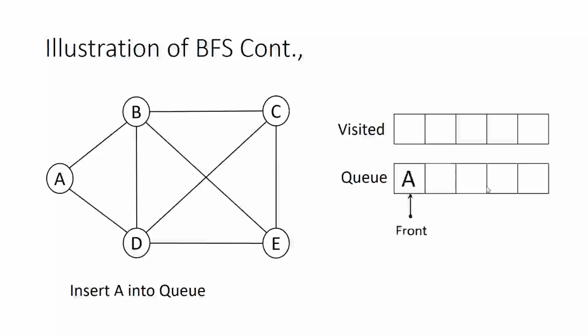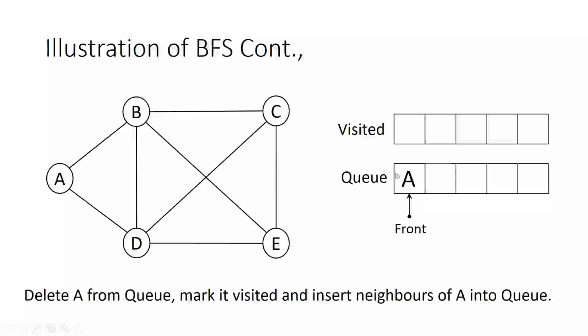So insert A into the queue. Initially we start with the queue, and everything will go from the queue to the visited array. In the queue we have a front pointer and a rear pointer, we all know about that. Front will be pointing to A. Then whatever is pointed to by front, you have to delete and pass it to the visited array. So delete A from the queue, mark it visited, and insert neighbors of A, or adjacency nodes of A, into the queue.